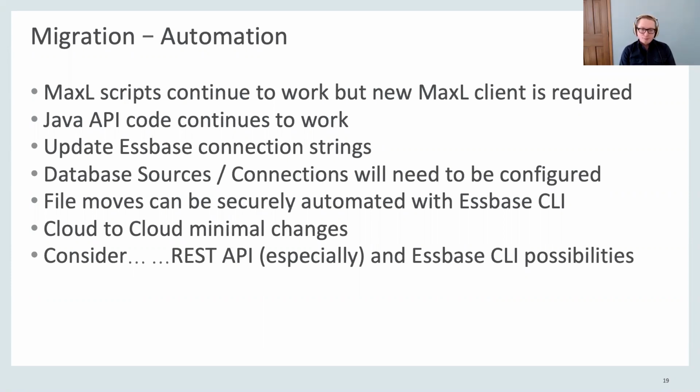So MaxL continues to work. The Java API continues to work, but both of those tools require some updates to Essbase connection strings. If you're making relational connections, those will likely need to be configured in 21c. If you're moving files around as part of your automation, so pushing a file to or from the server, if you're going from an on-prem system, you're going to have to figure out how to rework that.